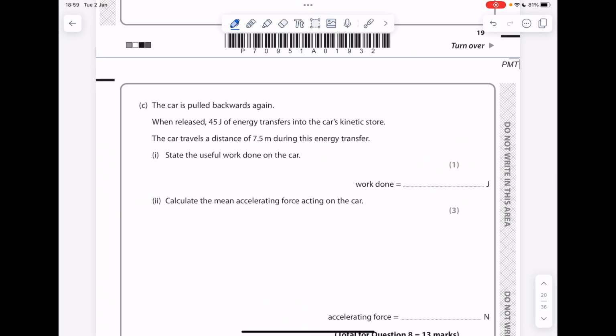The car is pulled backwards again. When released, 45 joules of energy transfers to the car's kinetic store. The car travels a distance of 7.5 metres during this energy transfer. State the useful work done. Remember, work done is also measured in joules, so that's why it's just 45.